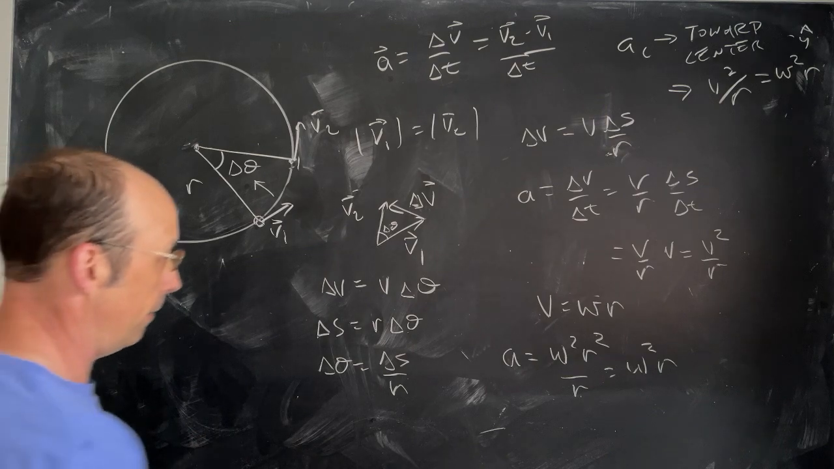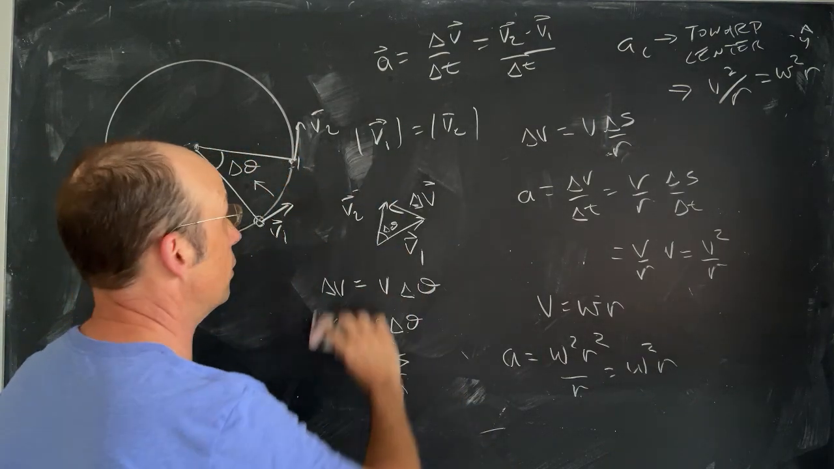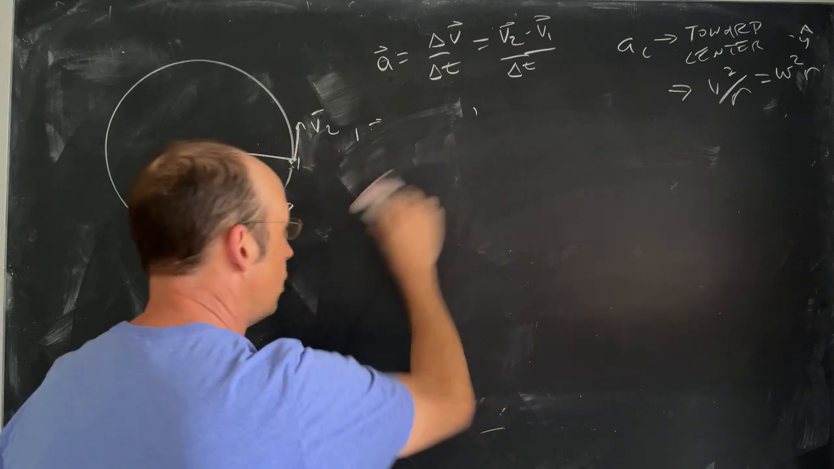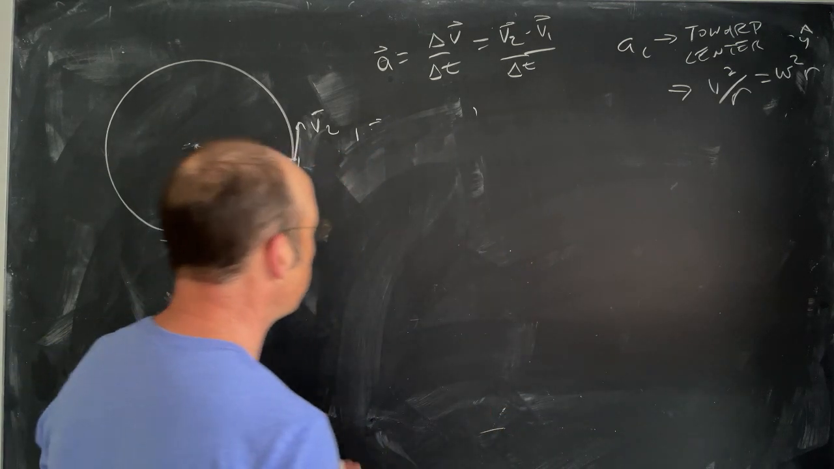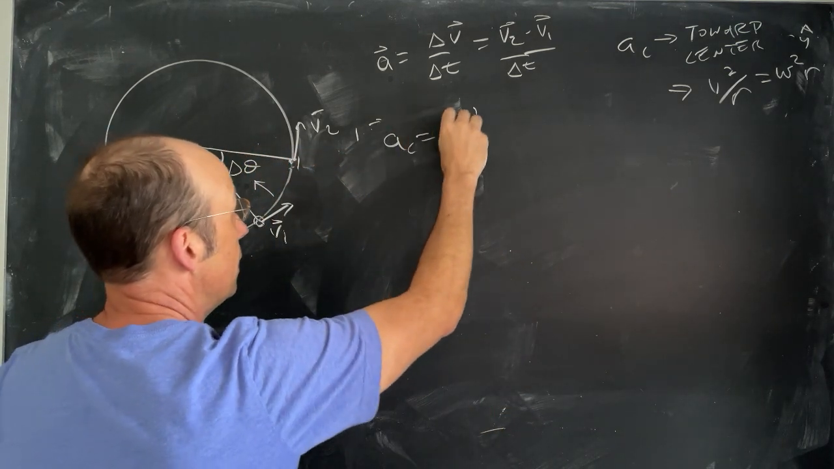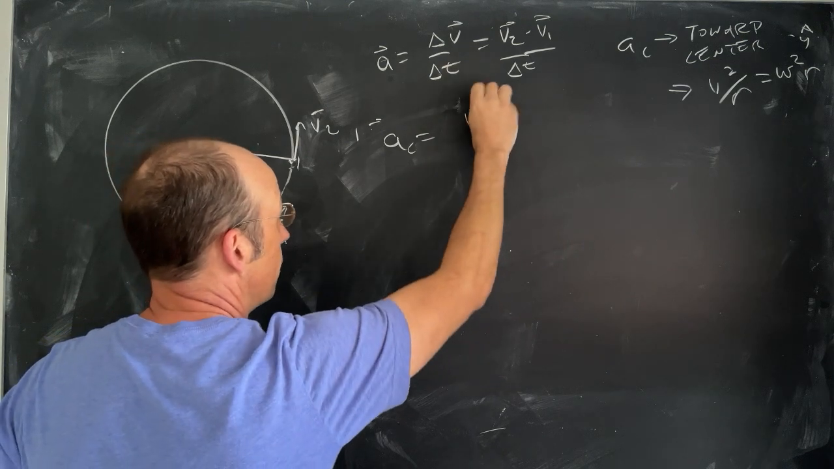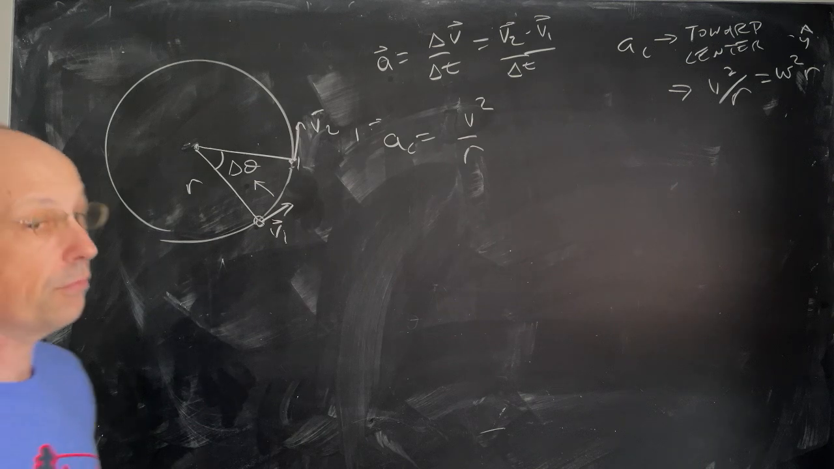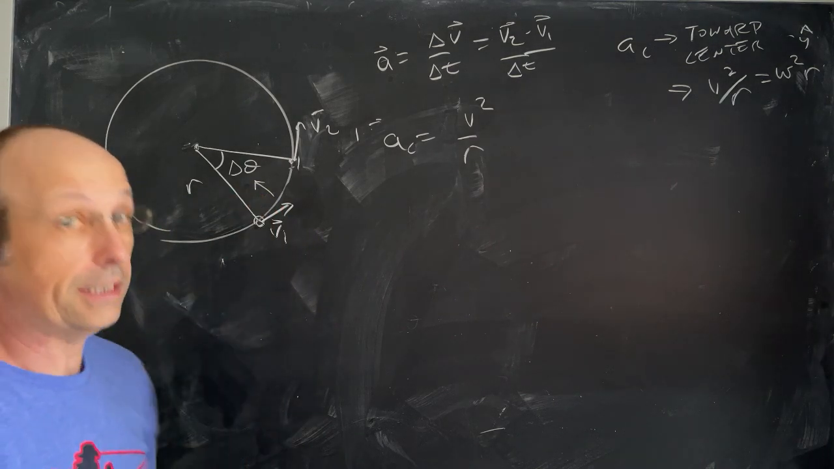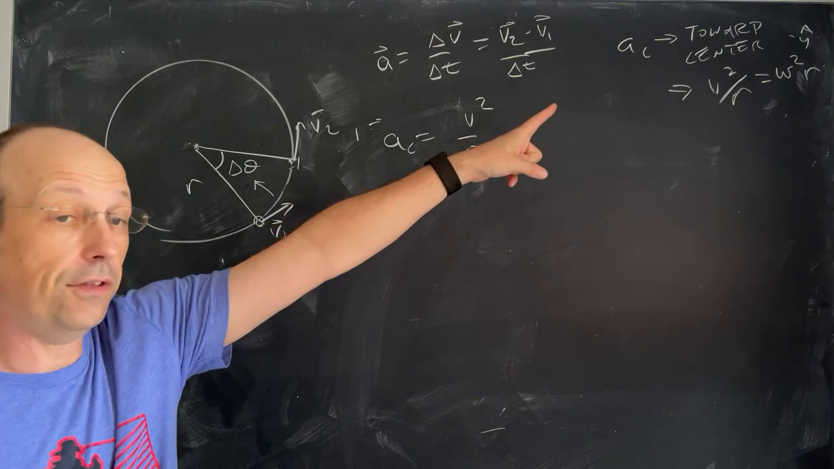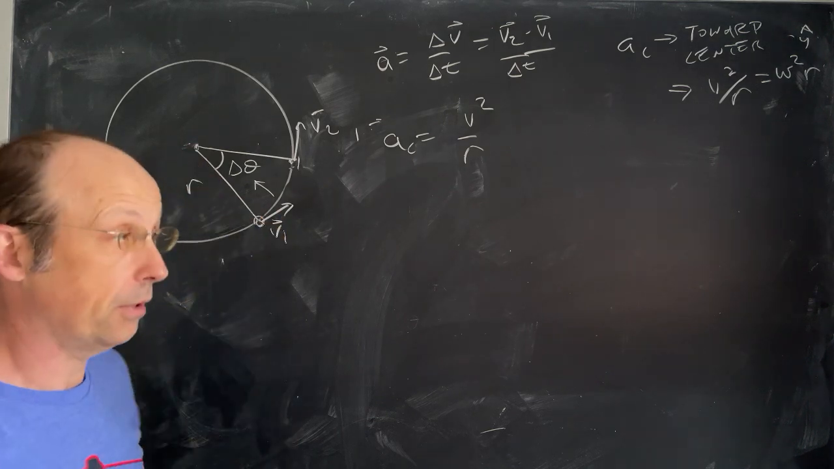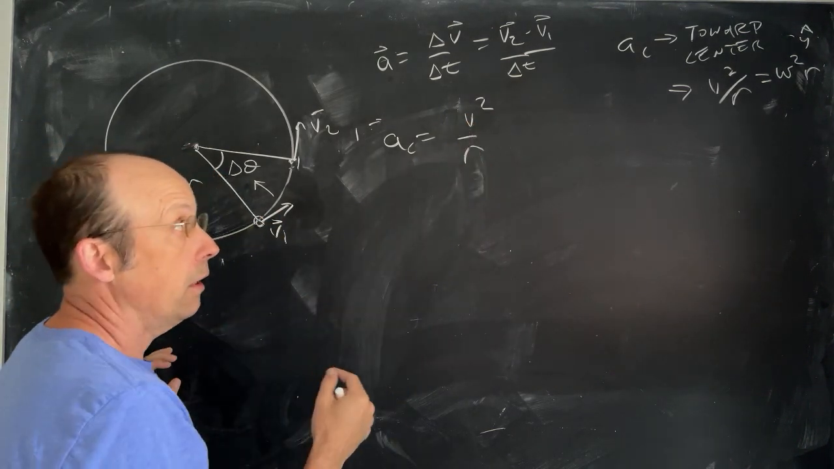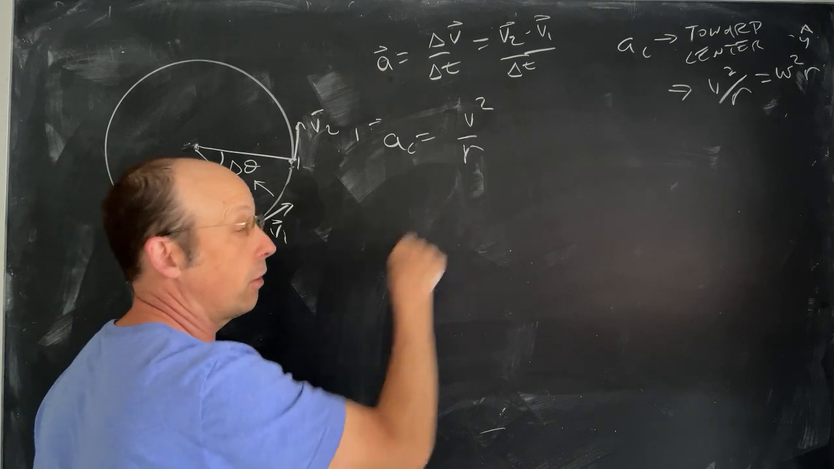So what does this say? You don't have to know that derivation. I think it's important to see it, but let's just understand what it means. a_c is v squared over r. So this says that if you're moving in a circle, you are accelerating. The direction of the acceleration is towards the center. That's important. The magnitude of the acceleration increases the faster you go, and it also increases at a smaller size circle.